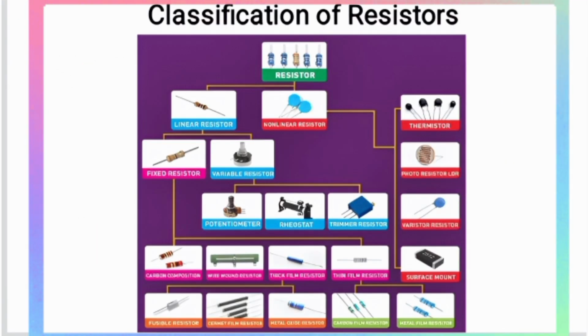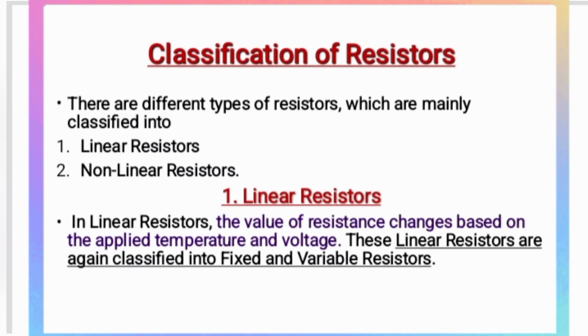Classification of resistors. There are different types of resistors, which are mainly classified into 1. Linear resistors, 2. Nonlinear resistors. 1. Linear resistors. In linear resistors, the value of resistance changes based on the applied temperature and voltage. These linear resistors are again classified into fixed and variable resistors.